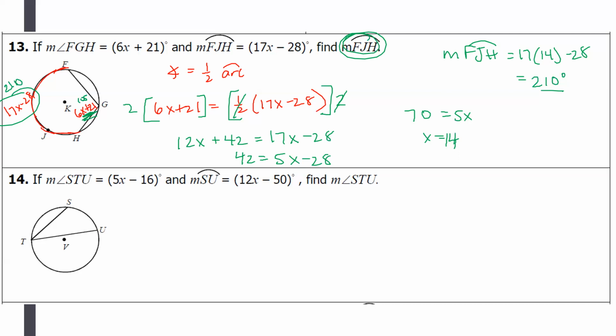All right, and number 14, they're telling us the measure of angle STU. They're telling us the measure of arc SU, and we need to find the measure of angle STU. So we need to set up an equation, solve for x, take that x and plug it back in, and find the measure of angle STU. I'd like you to try this one now.